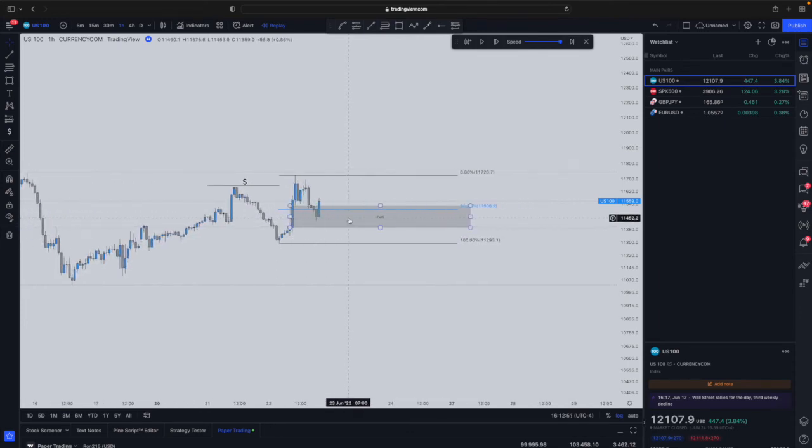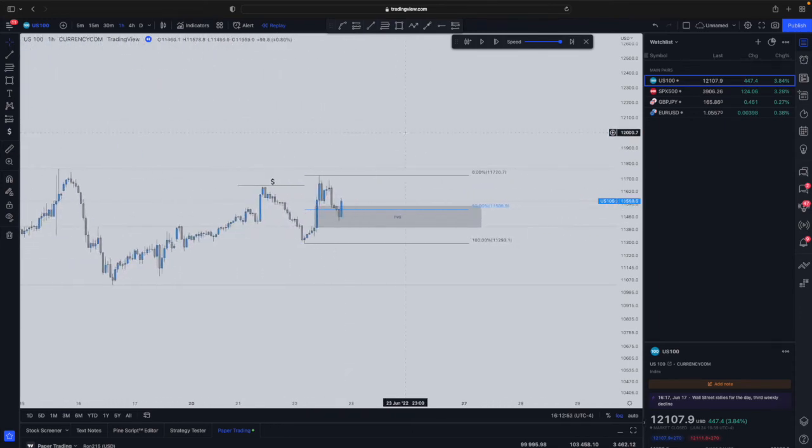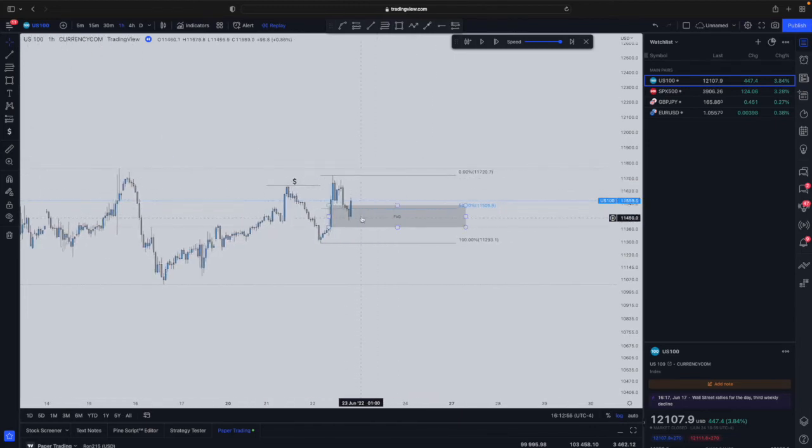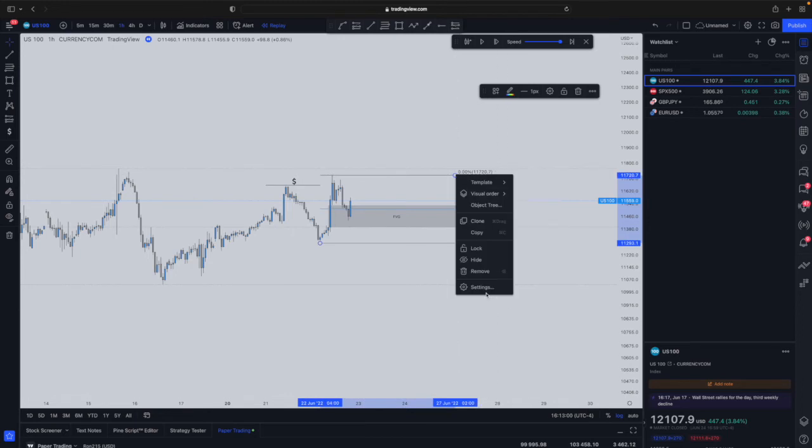I said US 30. NAS100, right? The NASDAQ. So now we're in buys for NASDAQ. This was my entry right below here. As you can see now, price is rallying.